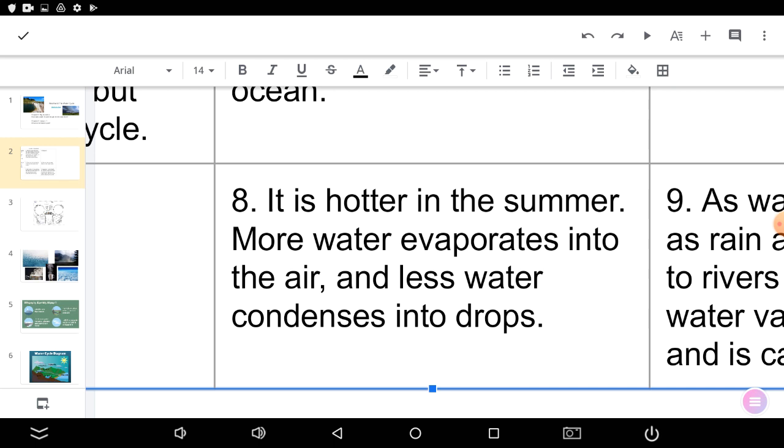So it's hotter, which makes more evaporation. So that's the water going from where to where? From the ground up to the clouds. So there's more evaporation going on because of the hot sun, which creates the humidity, kind of the moisture in the air.